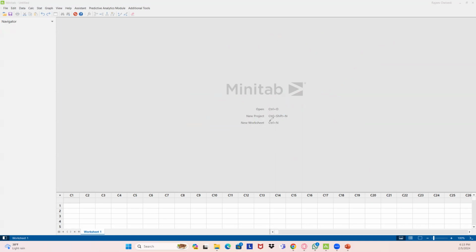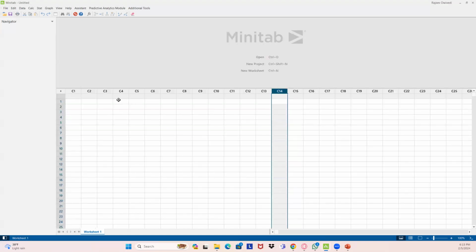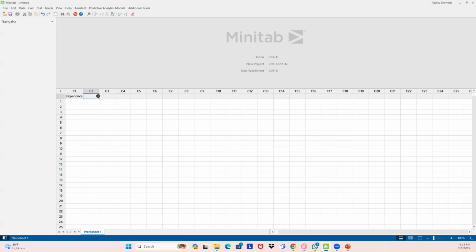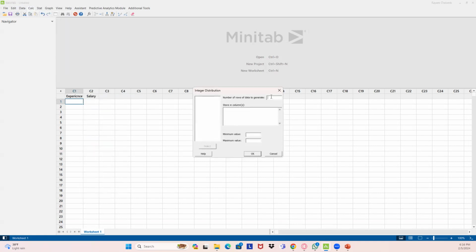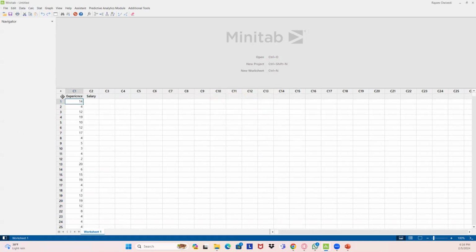When you have two variables together, let me generate some data and let me explain. I'm just creating dummy data. Let's say here you have experience, and here you have your salary. These are the two: experience from 1 to 20 years, calculated as random integer data. I just said, let's say 30 rows, and for experience, I'm giving 1 as the minimum and 20 as the maximum. Okay, so this is experience and how much salary.